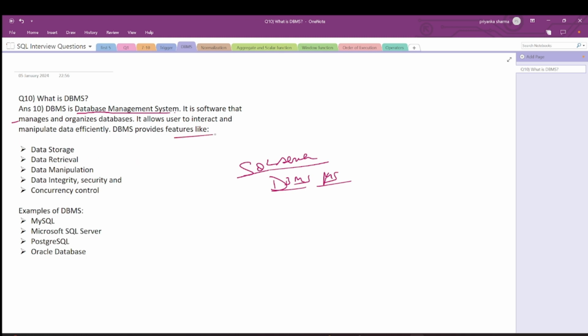So it provides features like data storage, data retrieval, manipulation, integrity and security. There are certain constraints that you can set, certain limits, triggers that you can set, right? Concurrency control, and so on. So these are the functionalities or features which a DBMS provides. A few examples are MySQL, Postgres, Microsoft SQL Server, or Oracle database. Okay, so this is DBMS. Some basic questions you should know: it is a data management system which helps you to manage and organize your database.